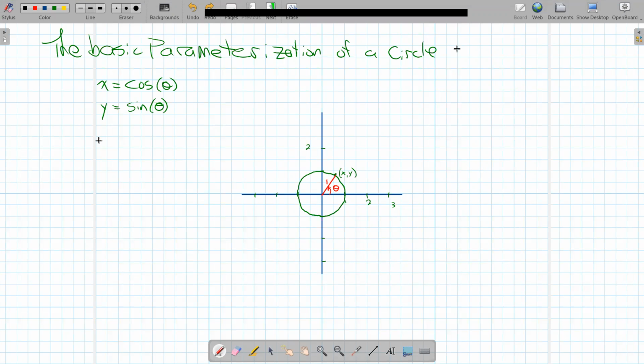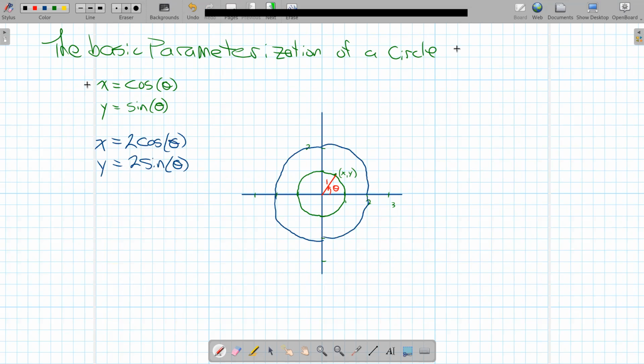We can tweak this a little bit by saying, what if we try x equals twice the cosine of theta and y equals twice the sine of theta? And what we're going to get then is a circle of radius 2 coming around here. Oops, a little messy. When we do that. Now, what if we don't use the same number for each of these?